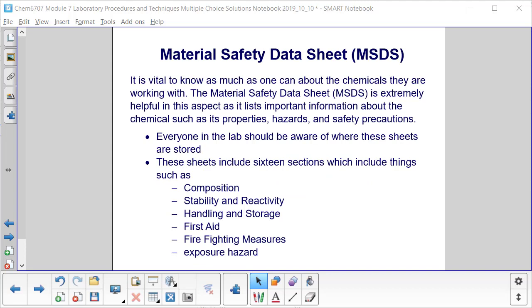Material Safety Data Sheet, or MSDS. It is vital to know as much as one can about the chemicals they are working with. The Material Safety Data Sheet, or MSDS, is extremely helpful in this aspect as it lists important information about the chemical, such as its properties, hazards, and safety precautions. Everyone in the lab should be aware of where these sheets are stored. These sheets include 16 sections, which include things such as composition, stability and reactivity, handling and storage, first aid, firefighting measures, and exposure hazard.